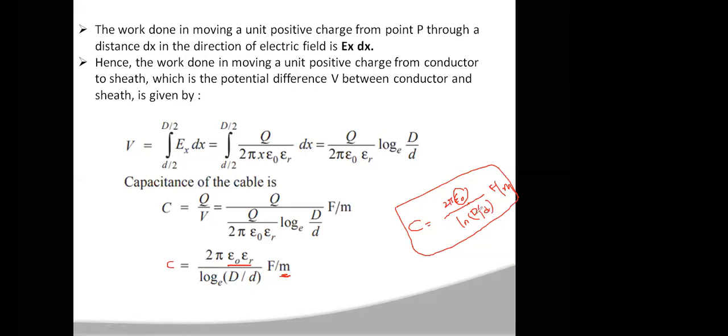There, capital D is the distance between two conductors. Here, capital D is the internal sheath diameter, and small d is the diameter of the core or conductor.